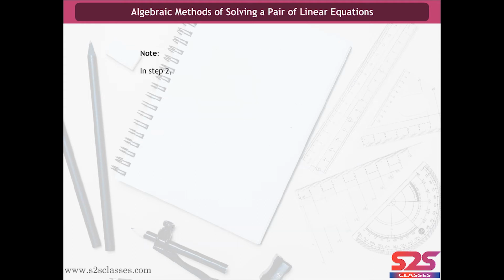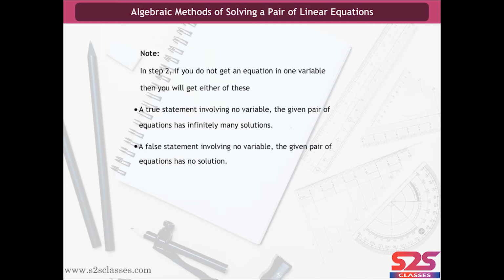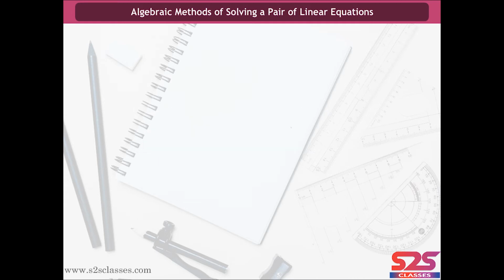Note: in step 2, if you do not get an equation in one variable, then you will get either of these. A true statement involving no variable, that is, the given pair of equations has infinitely many solutions. Or a false statement involving no variable, that is, the given pair of equations has no solution. Let us find it with the help of an example.